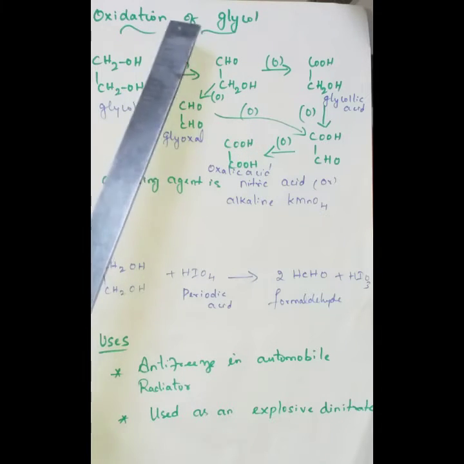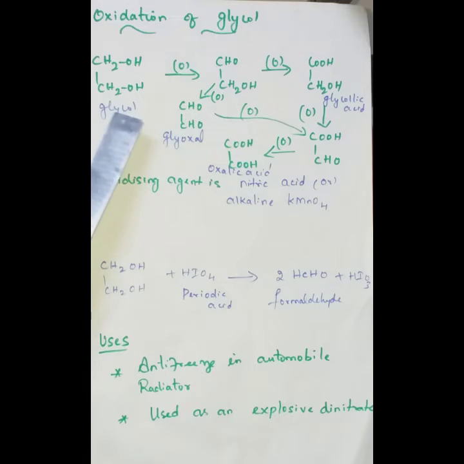The next property of glycol is oxidation. So, important reaction: oxidation reactions of glycol. In glycol, the two OH groups are attached to CH2 carbons. So both OH groups are primary alcohol. So it is an example of a dihydric primary alcohol. Two OH groups attached to CH2.